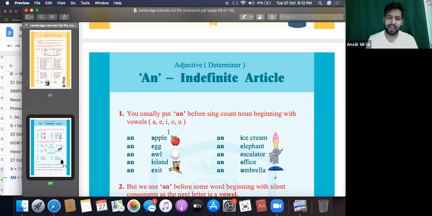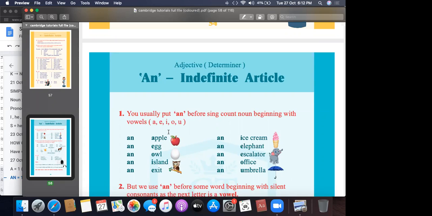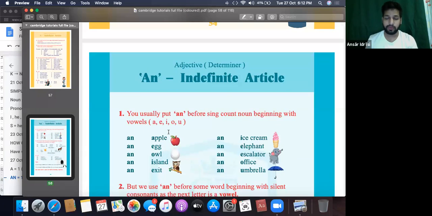How many vowels do we have in English? 5. A, E, I, O, U. And whenever a word starts with a vowel, we put an there. This is the half definition, first of all. I'll be telling you today the full definition of it. So the first definition the teacher has given is that we use an before singular countable nouns beginning with vowels. For example, an apple, an ice cream, an elephant, an egg, an escalator, an owl, an island, an office, an exit, an umbrella, etc.